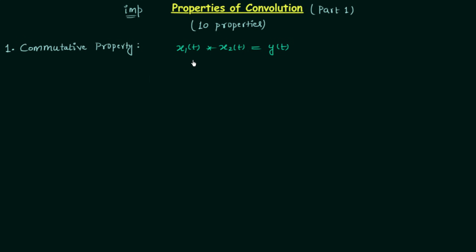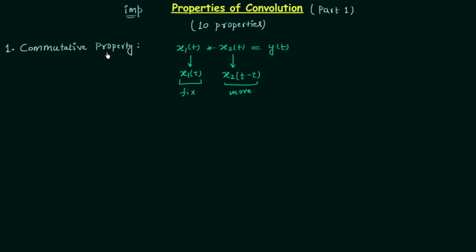So what we are doing here, we are fixing x1(t), we will convert it to x1(tau), we will replace t by a dummy variable tau, we will have x1(tau), we will fix it, and from x2(t) we will obtain x2(t minus tau), and we will move it, and then we are getting the total amount of overlap using the convolution process. So y(t) is the signal after performing the convolution.